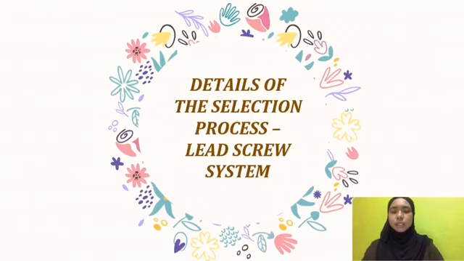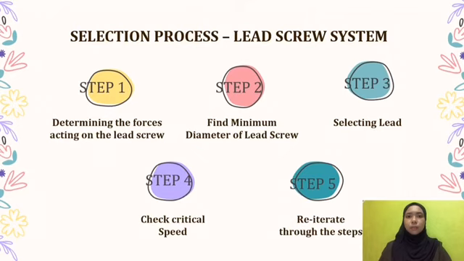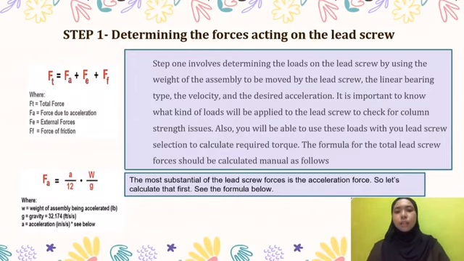Details of the selection process, lead screw system. There is a 5-step selection process for the lead screw system. Step 1. Determining the force acting on the lead screw. Step 1 involves determining the loads on the lead screw by using the weight of the assembly to be moved by the lead screw, the linear bearing type, the velocity, and the desired acceleration.